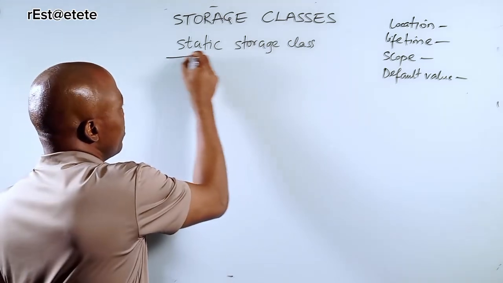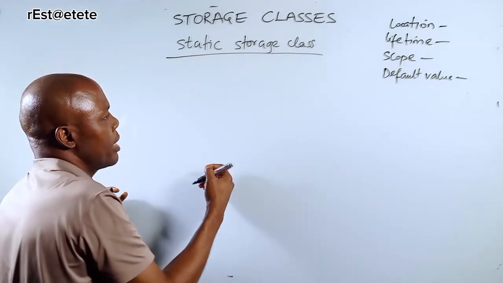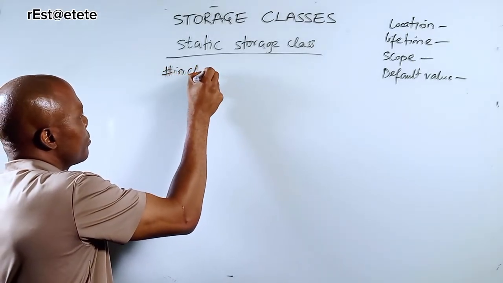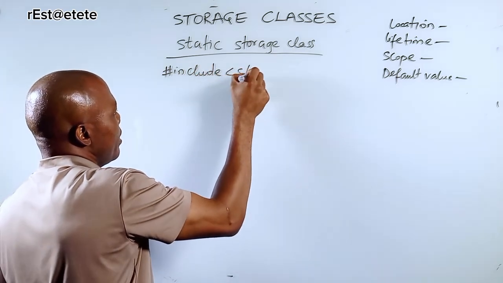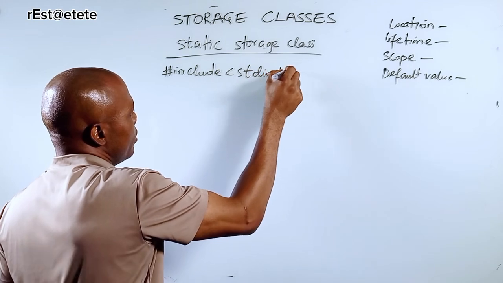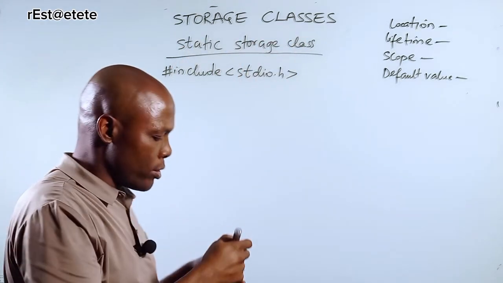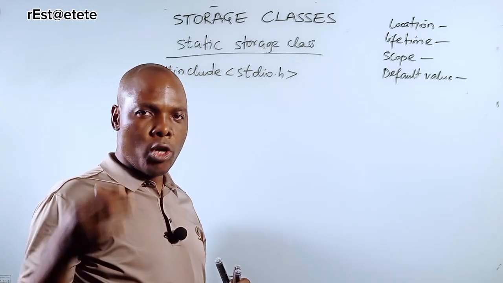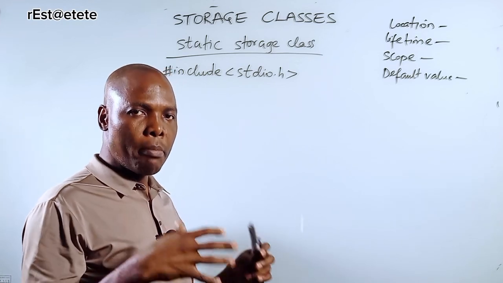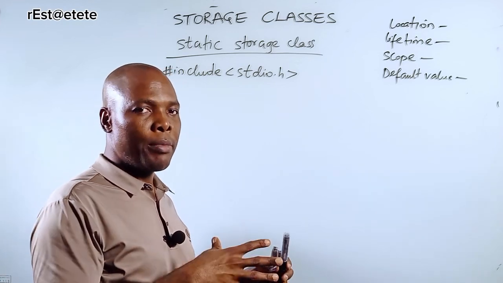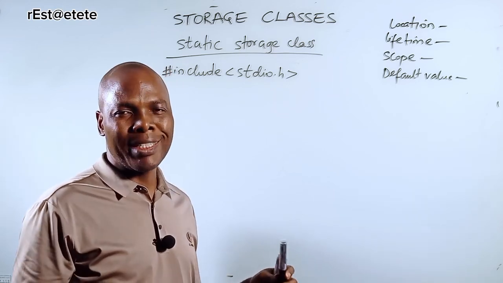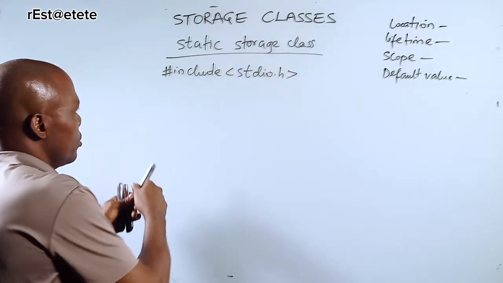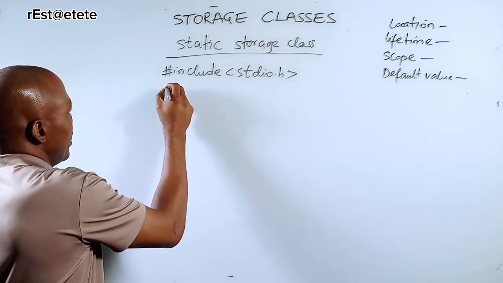So let's write a program to demonstrate this. The first thing I'll do is include stdio.h. I told you these static storage classes are like the historian of the community. They keep memory. So we are looking at family, culture, and tradition. That basically are the people you classify under the storage class.